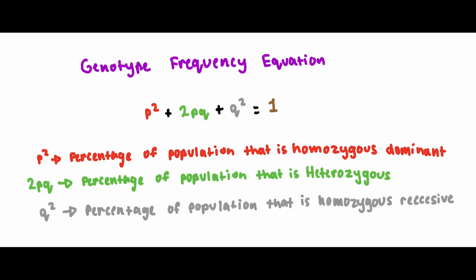The second equation is the genotype frequency equation, which is P squared plus 2PQ plus Q squared equals 1. P squared represents the percentage of the population that is homozygous dominant as a decimal. 2PQ represents the percentage of the population that is heterozygous as a decimal, and Q squared represents the percentage of the population that is homozygous recessive as a decimal.